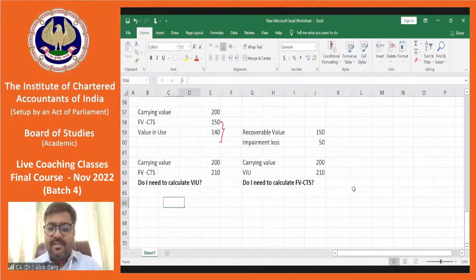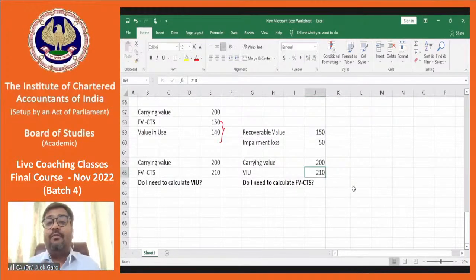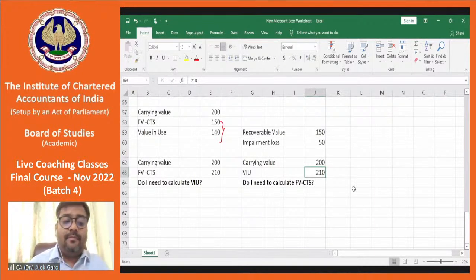Okay. Same way, if value in use is 210, we are not required to calculate fair value because this is already higher than your carrying value. There is no impairment at all. Doesn't matter if the second leg, for example, fair value less cost to sell, is 50 rupees. Your value in use is still higher than the carrying value, right? So friends, if you have calculated a fair value or market value and it is already higher than the carrying value, then there is no point to calculate value in use, right? Or vice versa. Clear?